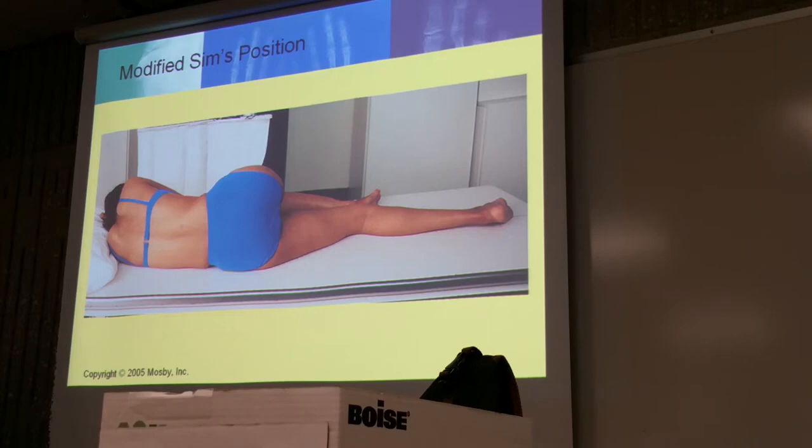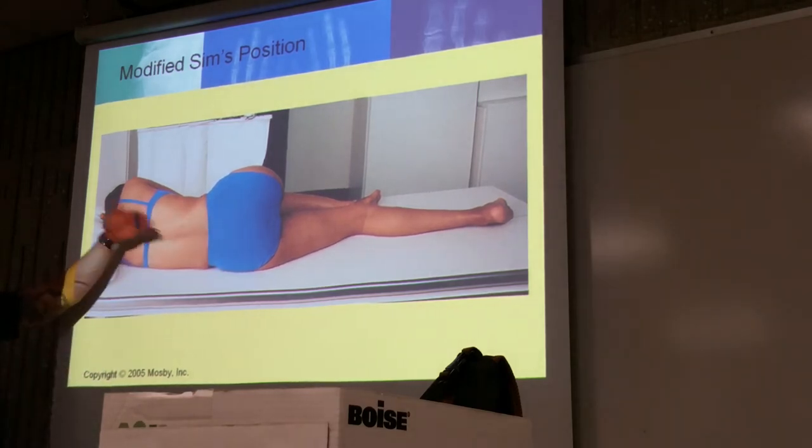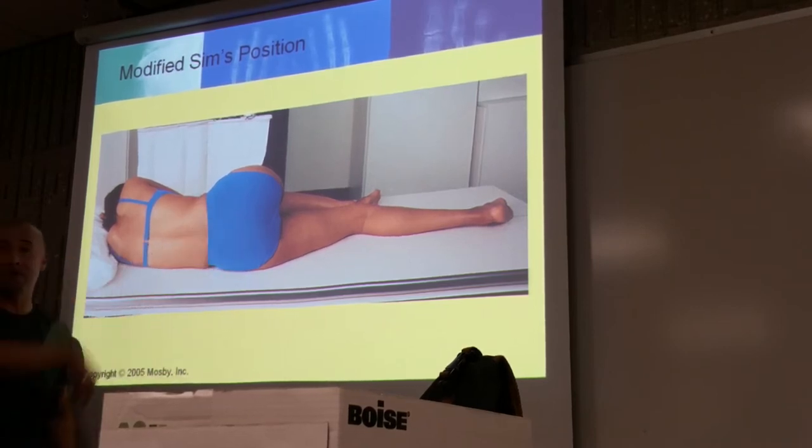Modified Sims in a Sims position. These are just positions and projections. They are given names of the doctors that invented or discovered them. The true Sims position is an oblique position between the side and prone. The modified Sims is only the hip that's rotated, but the top portion of the body stays in the lateral position. So it's only the hip portion that is rotated away from you.